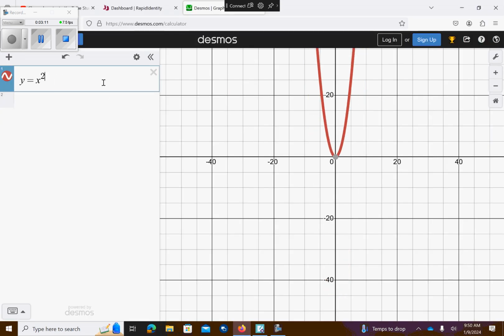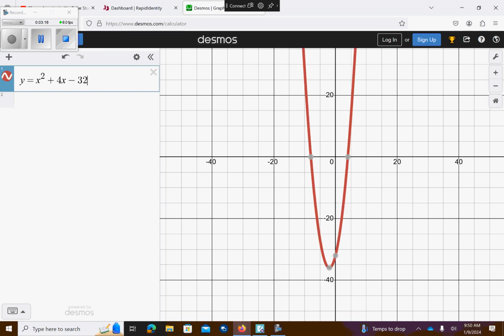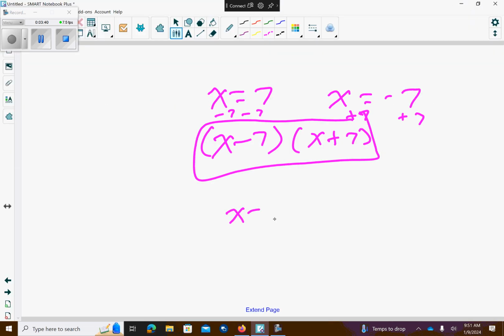Let's change this. Let's change this to x squared plus 4x minus 32. So you have two important features. You have where it crosses here and where it crosses here. Okay? You know those become the solutions to the problem because the y component is 0. So I get x equals -8 and I get x equals +4. Does that make sense how I just said that? So -8 and +4. So if I go back to this, I have x equals -8, x equals +4. Add 8 to both sides to get this. Subtract 4 from both sides to get this.